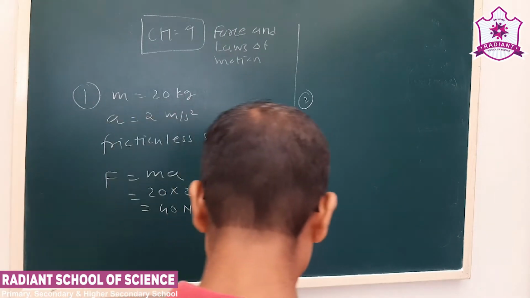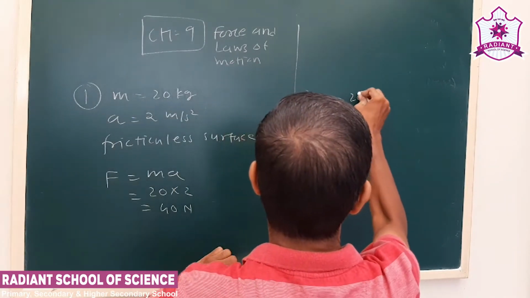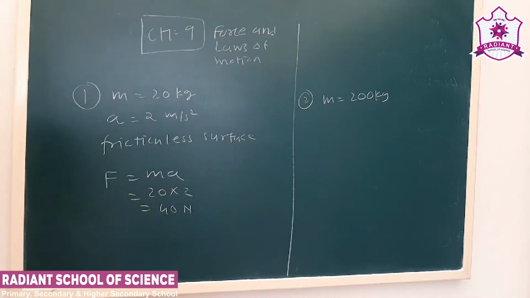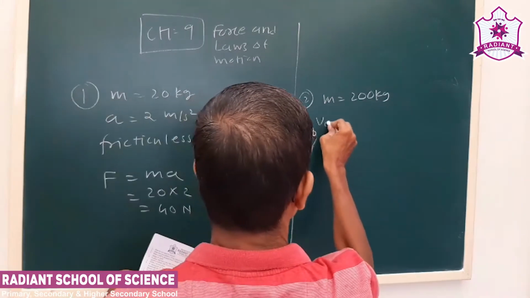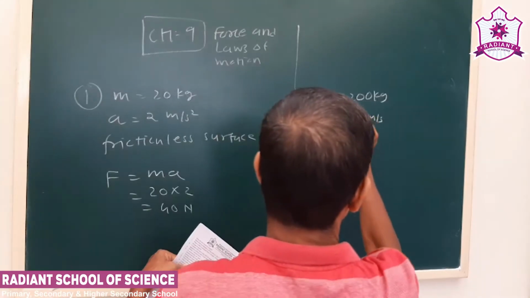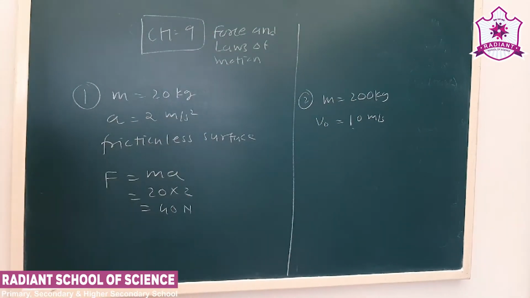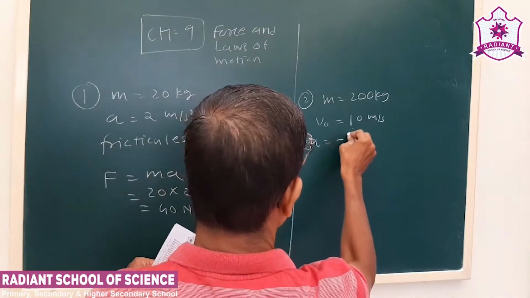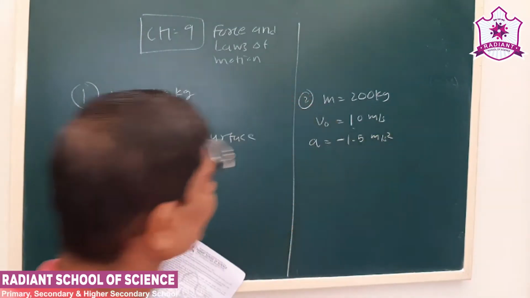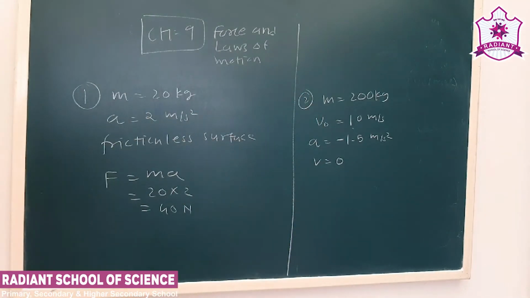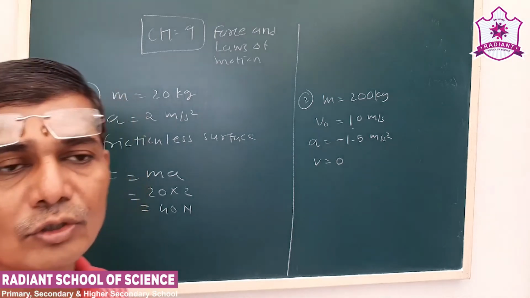A motorcycle of mass 200 kg is moving with a uniform velocity of, sorry, 10 meter per second. It is given a negative acceleration of minus 1.5 meter per second square, and it is stopped. We have to find out in how much time it will stop and what is the force acting.